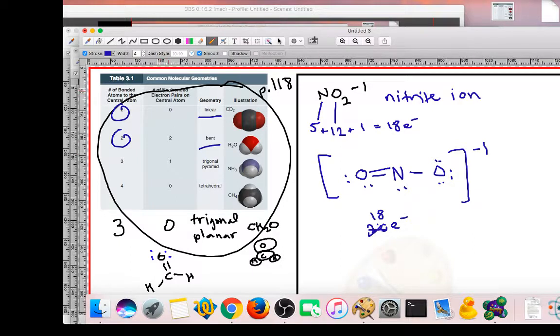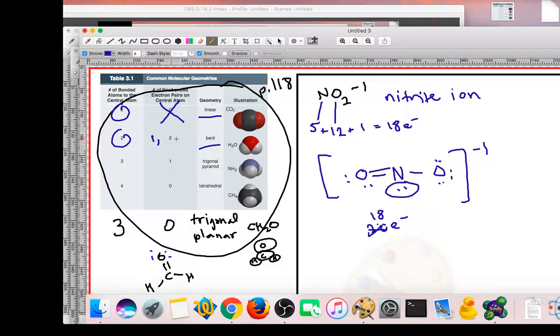Right now, number of non-bonded electron pairs on central atom. You see there is this electron pair. It is non-bonded. It is on the central atom. So it can't be linear because this is 0. This has no non-bonded electron pairs on the central atom. The bent shape has 2 non-bonded electron pairs on the central atom. This molecule only has 1. I'm going to change this table to say 1 or 2.